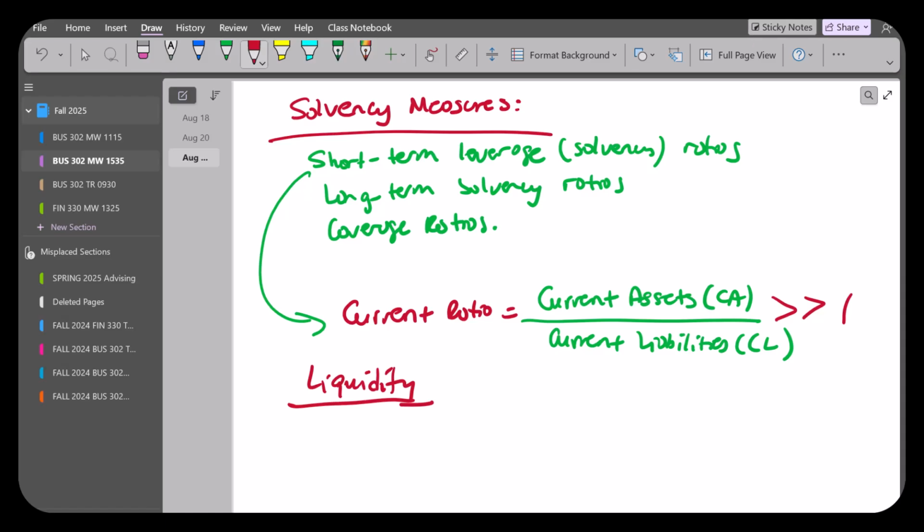So you start with cash, then short-term investments. These are typically investments into liquid bonds, maybe small stock trades and stuff like that. Then accounts receivable, then inventory. For certain firms, inventory could be more liquid than accounts receivable. Think about Walmart. But for certain firms, inventory is not very liquid. Think about Tesla. It's not that easy to move that inventory.